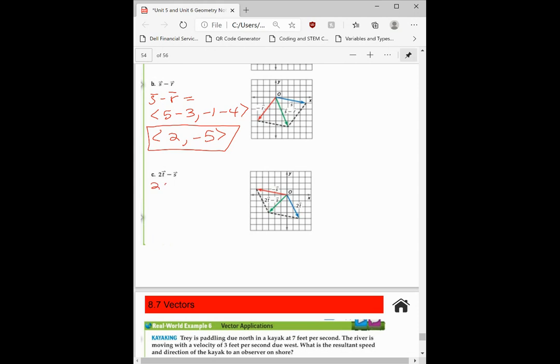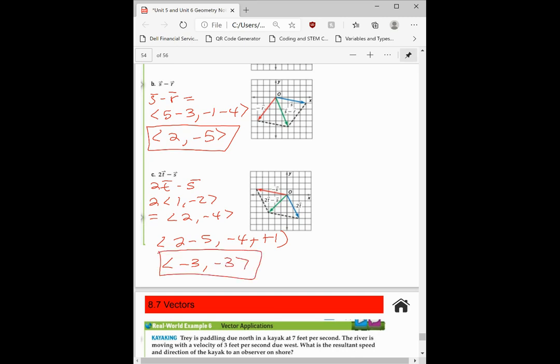Now, 2t minus s. So first we have to do 2 times t, and t is 1, negative 2. So this is equal to 2, negative 4. And then we subtract. So we have 2 minus 5 and negative 4 minus negative 1. So this is going to be negative 3 and 1. That's not right. Negative 4 plus 1 is negative 3. Okay, easy. Okay, let's look at the next example.